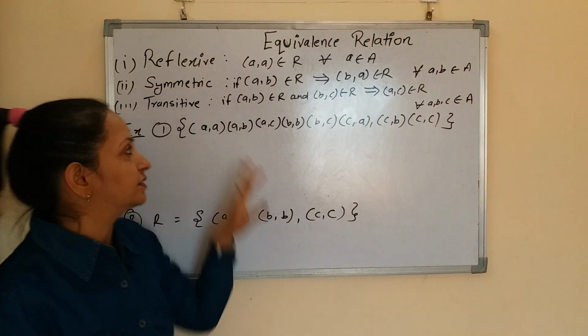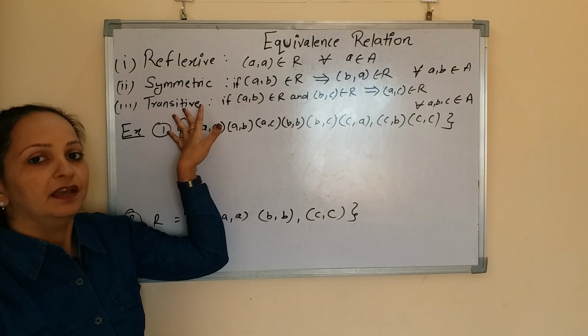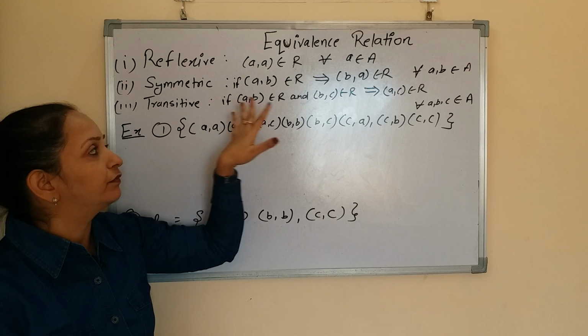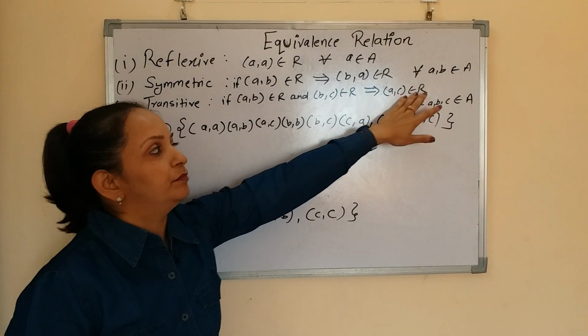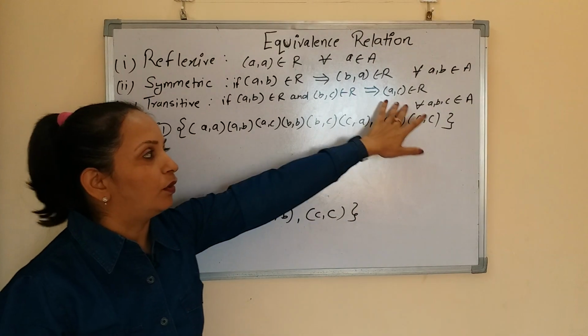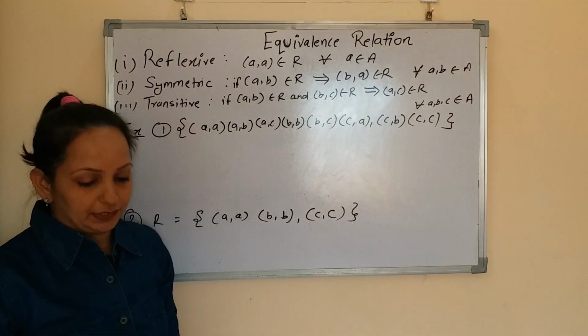And the third condition is that the relation must be transitive. Transitive means if (a, b) belongs to R and (b, c) belongs to R, then (a, c) must belong to R for all a, b, c belongs to capital A.